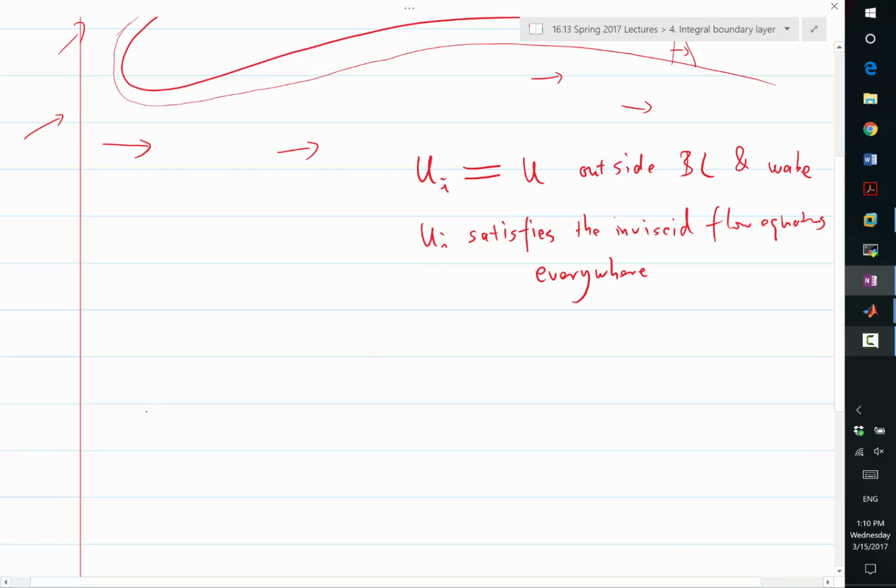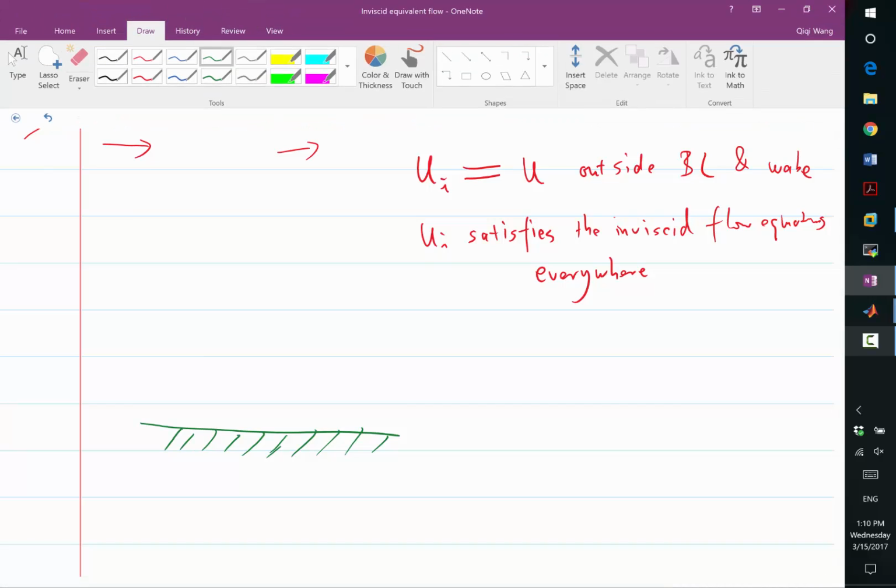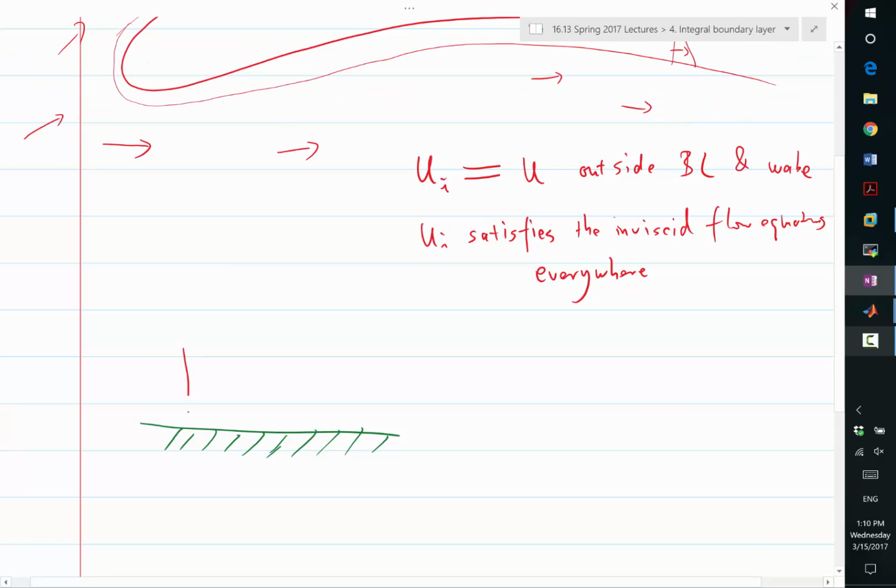So let me consider a wall, and let's imagine this is just a flat plate. A flat plate boundary condition has the Blasius boundary layer profile, which grows. I should be using red for the real flow. So let's say this is the Blasius boundary layer, and it has grown.